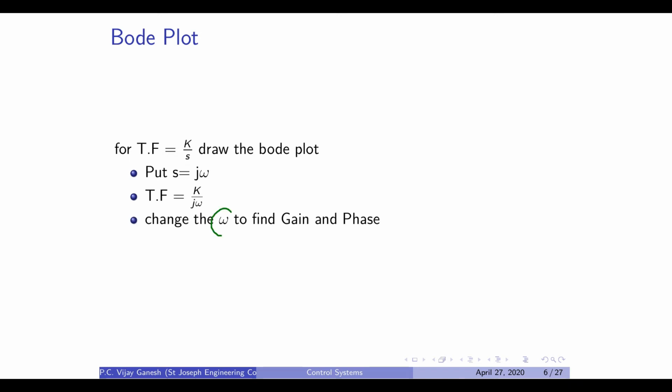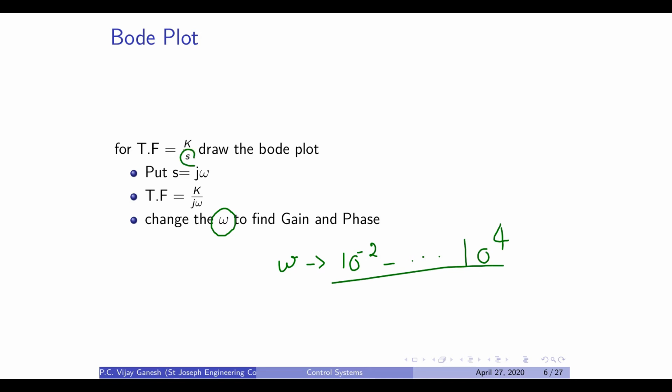In order to find the gain and the phase equation, the variable parameter here is omega. Omega is changed, let's say for our analysis, from 10 power minus 2 up to 10 power 4. We can change it anywhere; that depends upon what value of omega we choose.